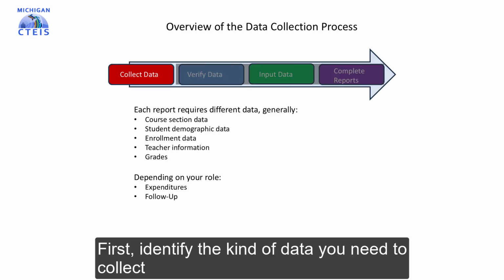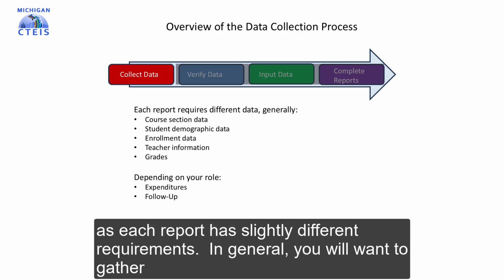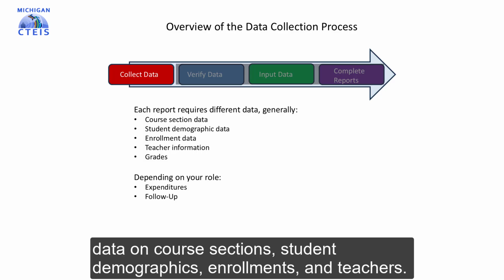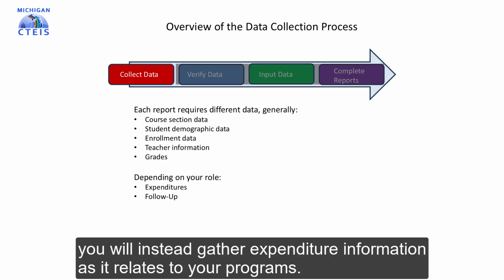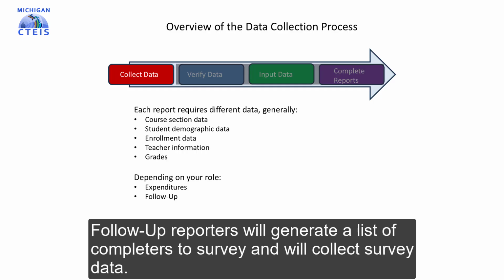First, identify the kind of data you need to collect, as each report has slightly different requirements. In general, you will want to gather data on course sections, student demographics, enrollments, and teachers. If you are completing the expenditures report, you will instead gather expenditure information as it relates to your programs. Follow-up reporters will generate a list of completers to survey and will collect survey data.